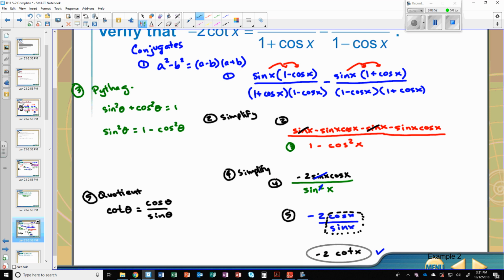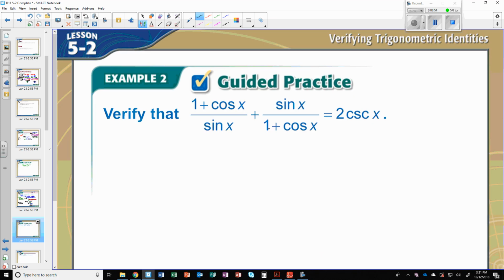Now, let's look at the next one for you. If you have this, I'd recommend you start on the left. And again, this time, though, don't try conjugate. You could, but yeah, go ahead and try conjugates. That's actually going to be a pretty good plan. Try conjugates, see what you come up with.